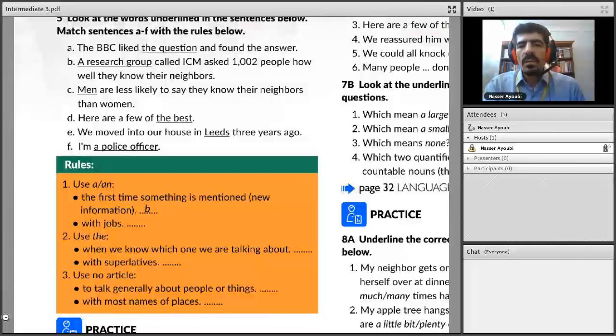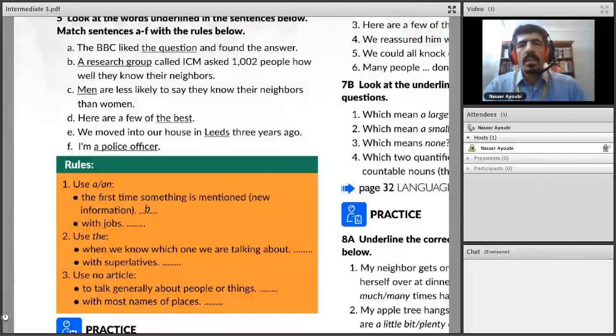We use a or an for job titles. I'm a teacher. I'm an engineer. I'm a pilot. He's a writer. She's an artist. They are actors. She's an actress, for example.